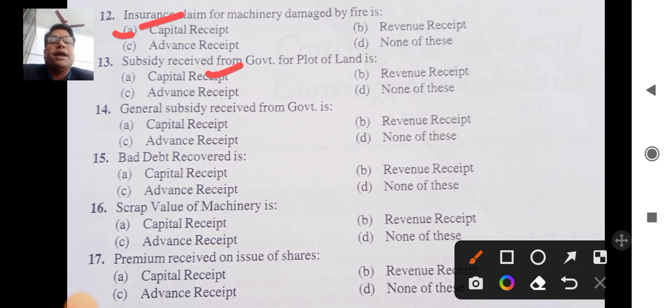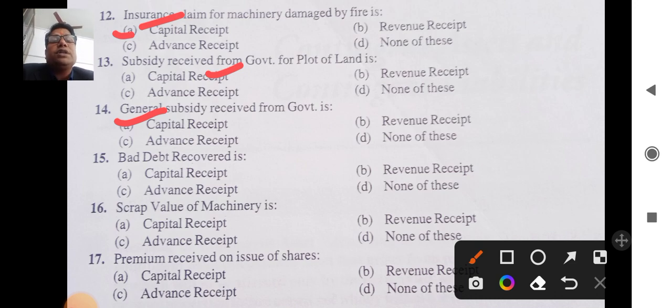And dear student, in question number 14, general subsidy received from government is. Now a general subsidy has been received from the government here, and it has not been told what type of subsidy has been received, so it is in the nature of revenue receipts, revenue expenses and cost of any capital assets. So in such a condition it may be revenue receipts and capital receipts both, but mostly in case you get subsidy from long term assets, right? So there should be A, the correct answer for question number 14.